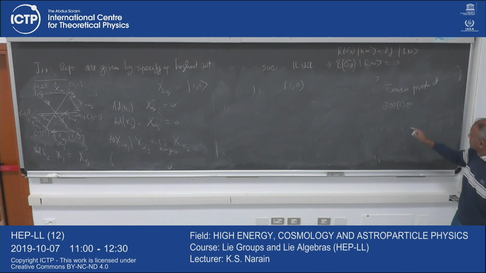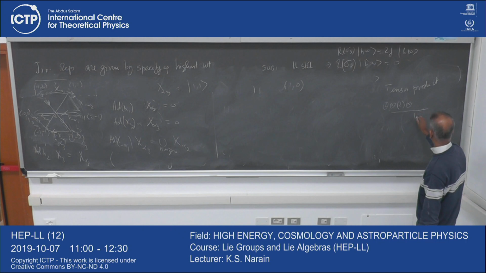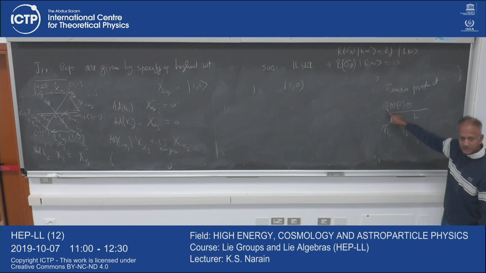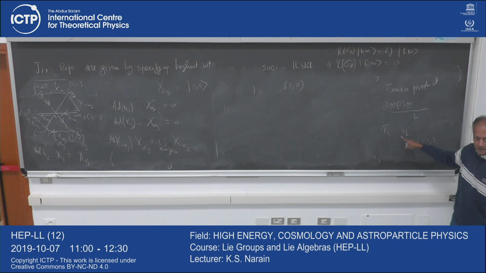Suppose there are k of them. Then I can think of it as some kind of a tensor, I1 up to ik, where each of these indices goes from 1 to 2, because it's a two-dimensional representation. So this can have only two states.